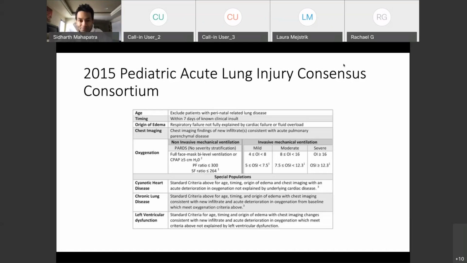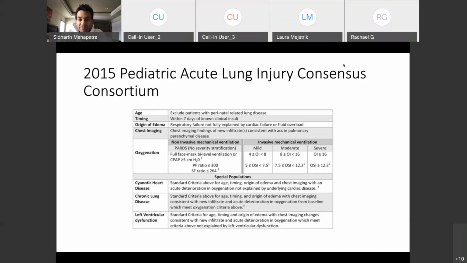So PARDS is defined in a pediatric group, excludes any patient with perinatal-related lung disease. The timing has to be acute, within 7 days of a known clinical insult. Edema is allowable as long as that edema is not from cardiac failure or fluid overload. So this edema is allowable if it is a result of capillary leak leading to ARDS, PARDS.